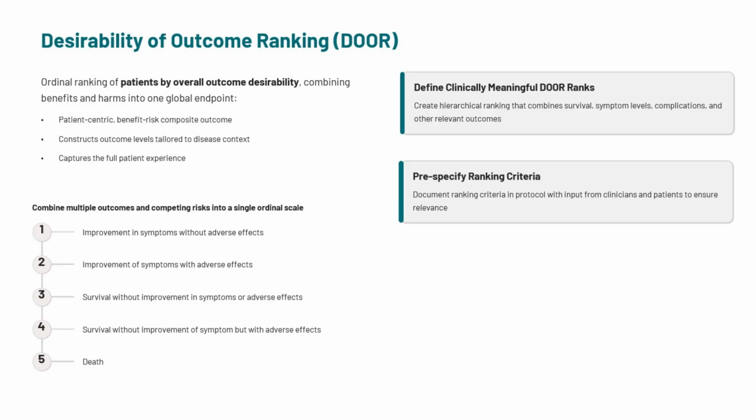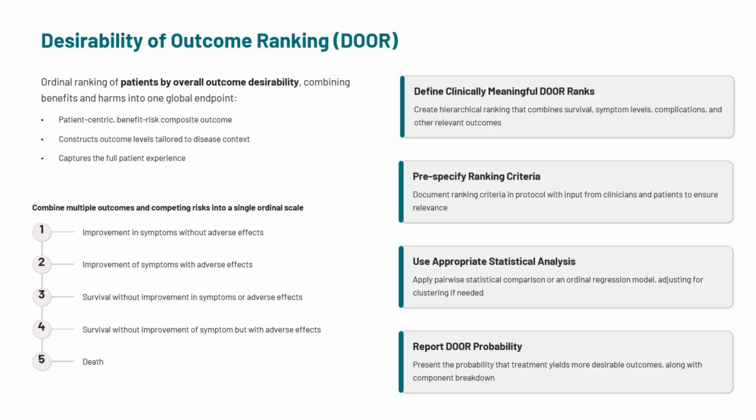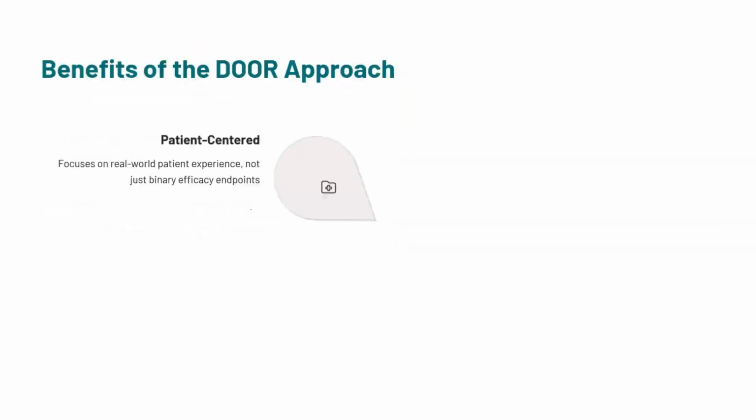For example, this might prioritize survival at the top, followed by symptom relief, avoiding complications, and any other factors that matter to patients. Finally, report the DOOR probability, which is the chance that a randomly selected participant in the intervention has a better rank than a participant in the control group. An approach that uses desirability of outcome ranking can enable pragmatic trials to adopt a patient-centric approach for evaluating the intervention being tested.